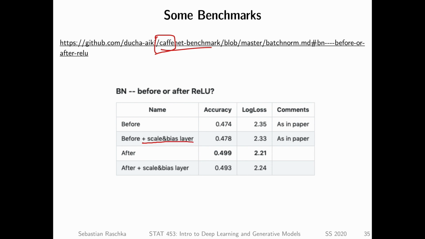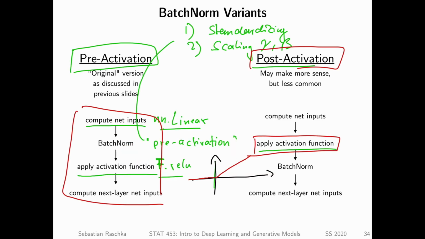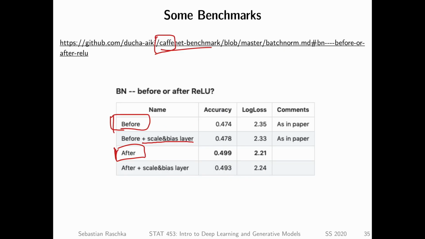So let's just assume this one and this one are the regular batch norm approaches. And this one, like I said before, is the approach on the left-hand side, where batch norm is applied before the activation function. And the other one is applying batch norm afterwards. And they found here that applying it before results in a better accuracy than applying it after.